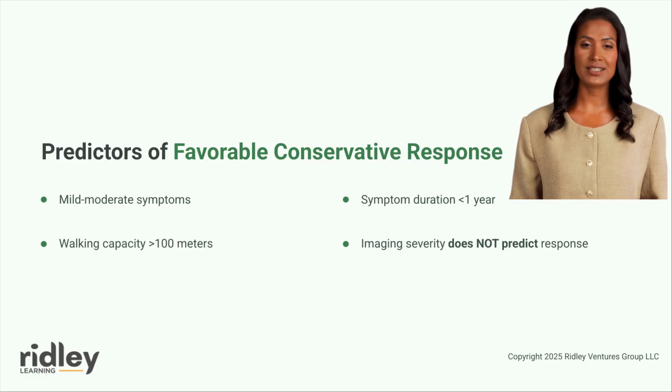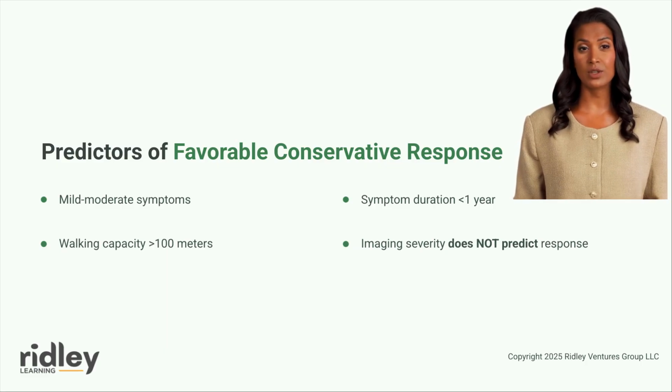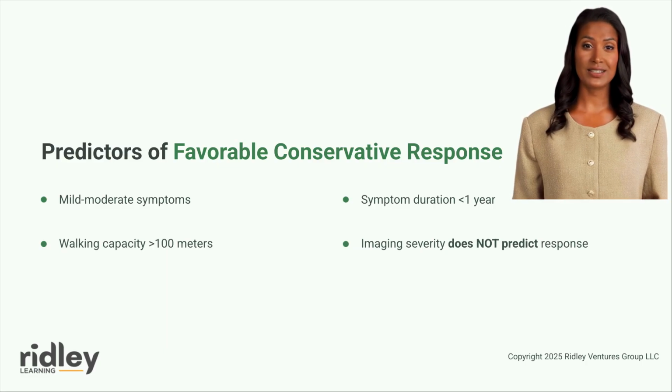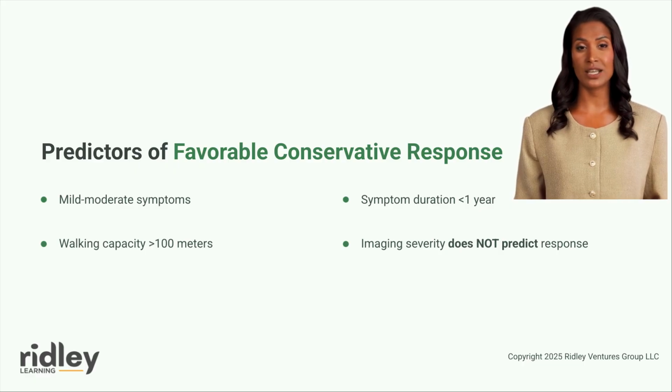Radiographic severity, interestingly, does not reliably predict conservative treatment response. The study by Shahidi and colleagues demonstrated that patients across all severity grades, mild, moderate, and severe, showed similar responsiveness to exercise-based rehabilitation. This finding supports offering comprehensive conservative treatment to all patients regardless of imaging findings, challenging assumptions that severe structural narrowing precludes meaningful rehabilitation benefit. Patient willingness to actively participate in rehabilitation, absence of significant psychological comorbidity, and realistic expectations regarding treatment timeline also favor conservative management success.